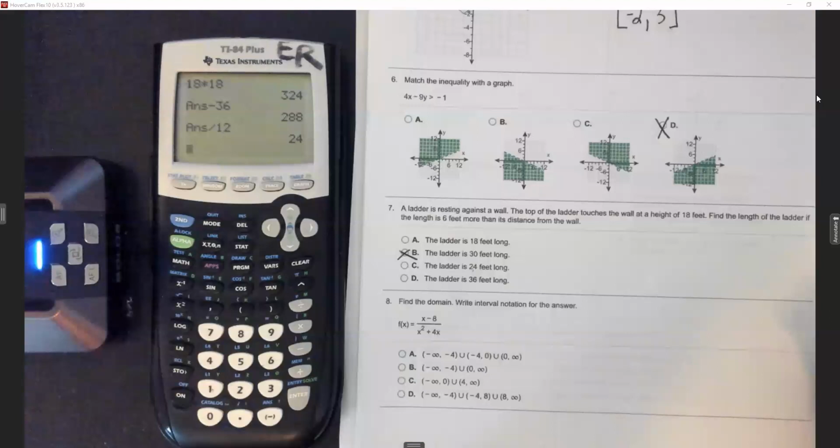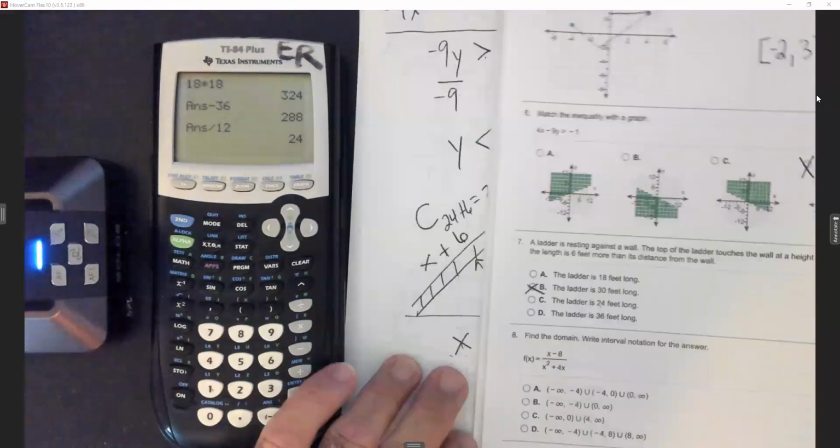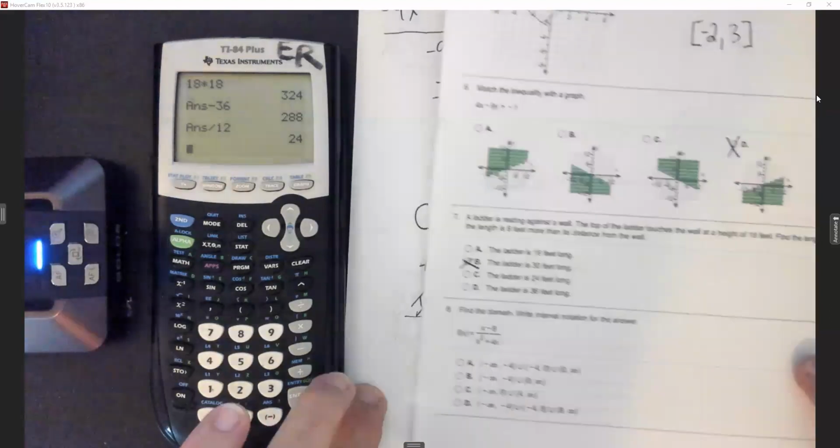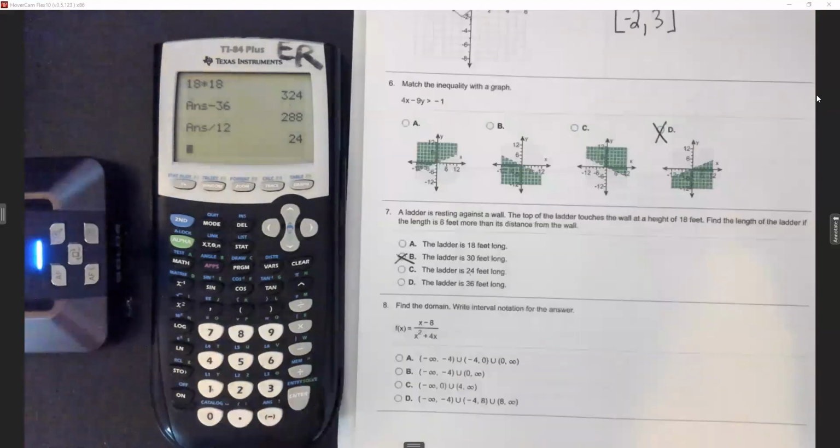So that's the trick on that one, is just to sort of set it up and use that Pythagorean theorem. Just remember, C has to be the long side, okay?